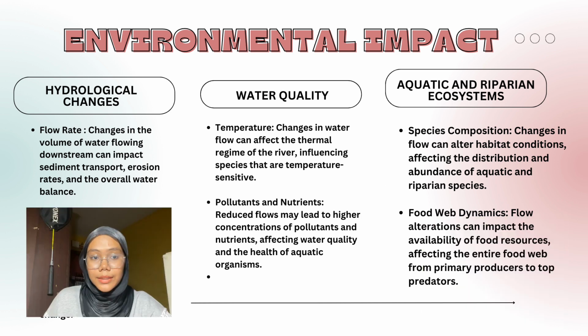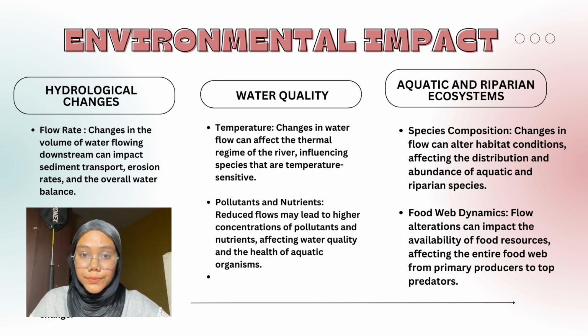So next is aquatic and riparian ecosystem. The distribution and abundance of aquatic and riparian species can be impacted by changes in the flow, which can also change the habitat condition. Change in flow can affect the amount of food supplies available.